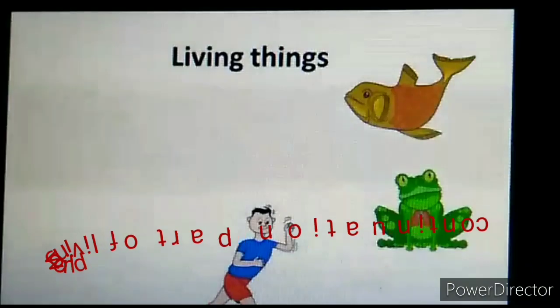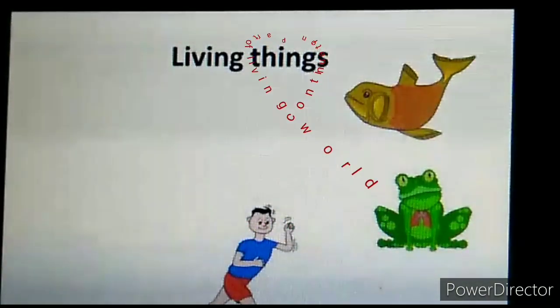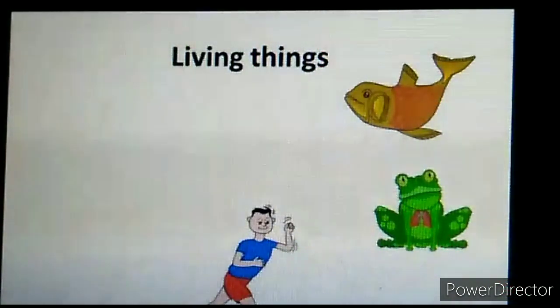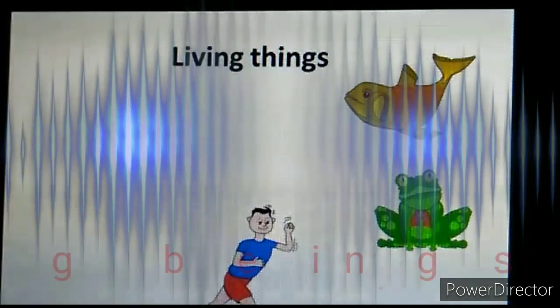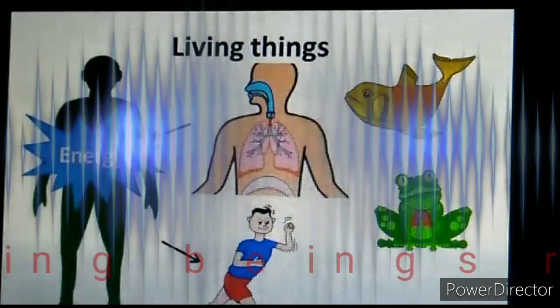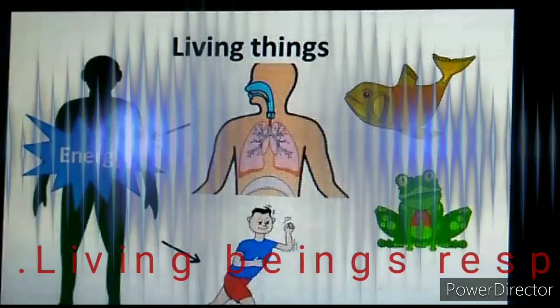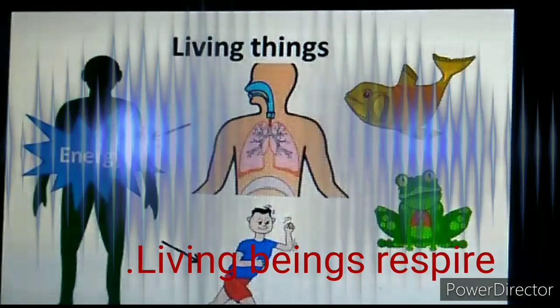Now today I am going to explain the characteristics of living beings. The first characteristic is that living beings respire. All living creatures or organisms breathe, like human beings, dogs, fish, etc. But why is it so? It is because living beings need energy to live and grow. Living things need oxygen, which breaks down the food and produces energy during the respiration process.